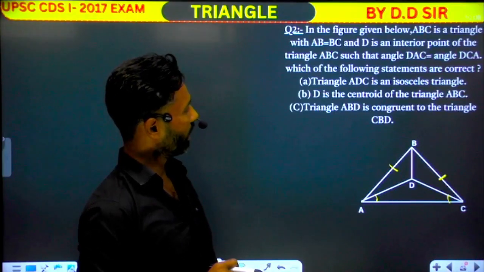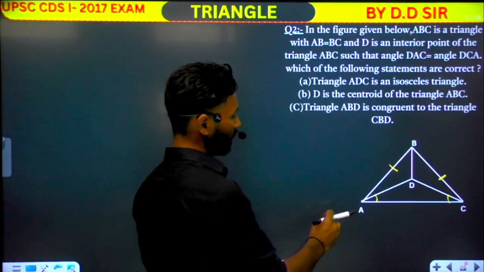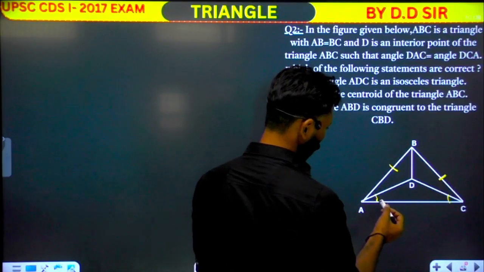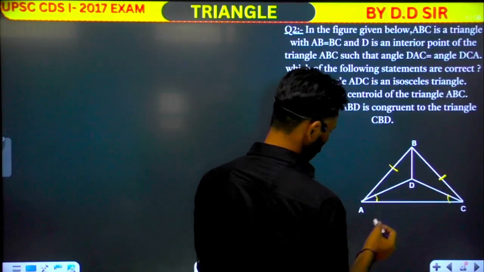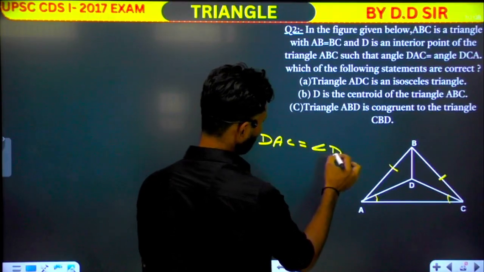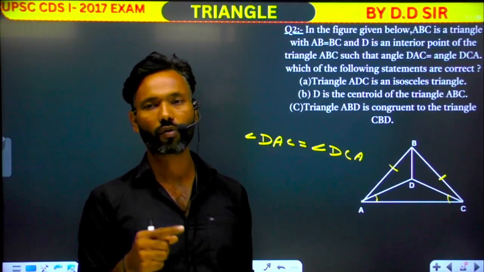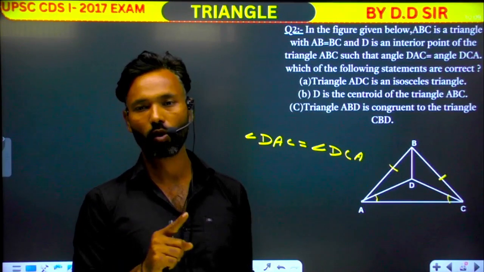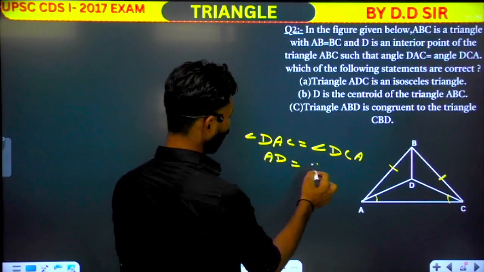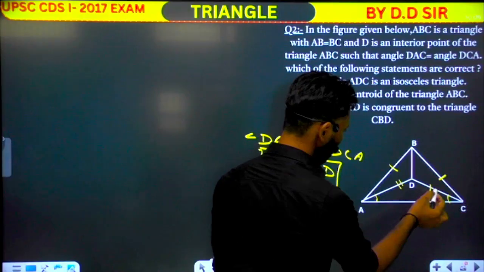Firstly, triangle ADC is an isosceles triangle. Yes, we can say that triangle ADC is an isosceles triangle because in triangle ADC, angle DAC is equal to angle DCA. If two angles of a triangle are equal, then their opposite sides will also be equal. So side AD will be equal to side CD. So the first statement is correct.